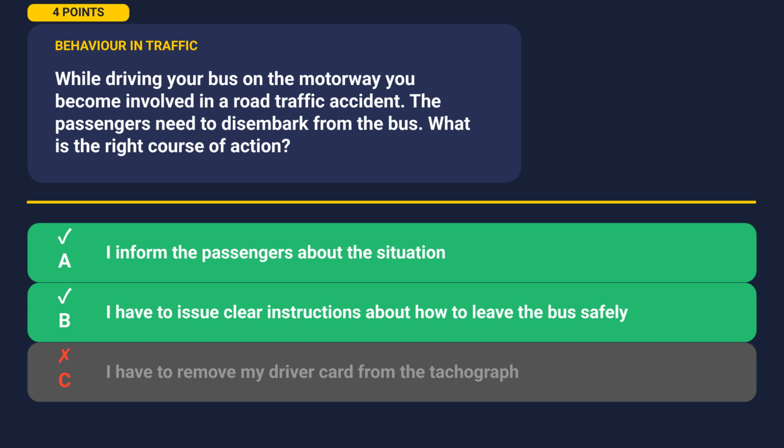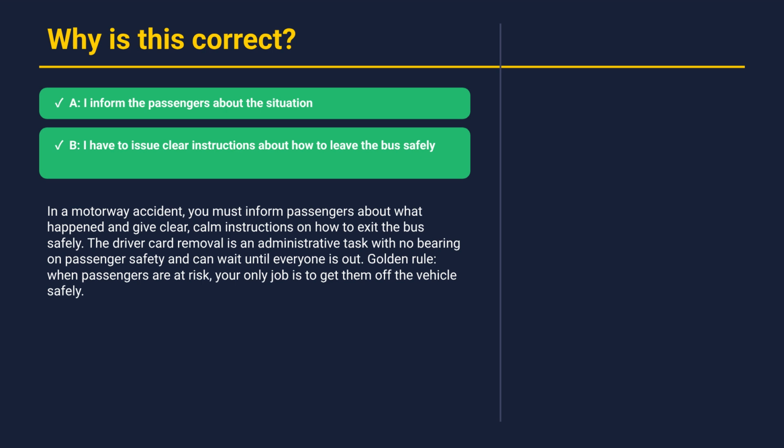The correct answers are A and B. Let's understand why. In a motorway accident, you must inform passengers about what happened and give clear, calm instructions on how to exit the bus safely. The driver card removal is an administrative task with no bearing on passenger safety and can wait until everyone is out. Golden rule: when passengers are at risk, your only job is to get them off the vehicle safely. All right, let's move on to the next question.